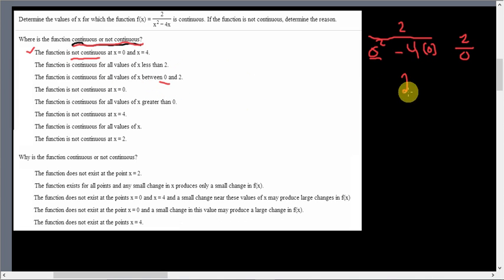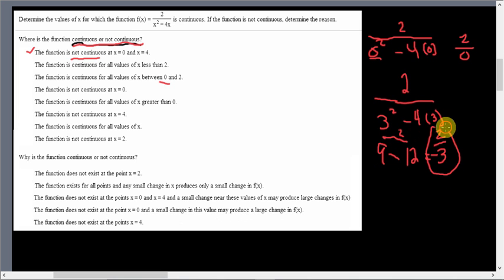So we could do 2 over 3 squared minus 4 times 3. And so we get 9 minus 12, and that's negative 3. So this is 2 over negative 3, so it's negative 2/3. So that's not 0, that's a real number. Just y is negative 2/3. So it's continuous past 2. So we know that one's not right, we know this one's not right. The function is not continuous at x.